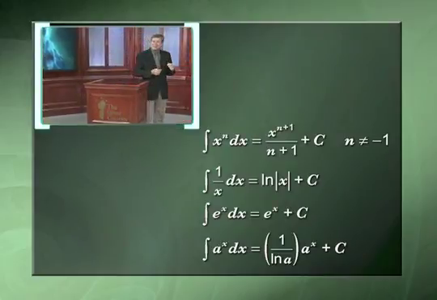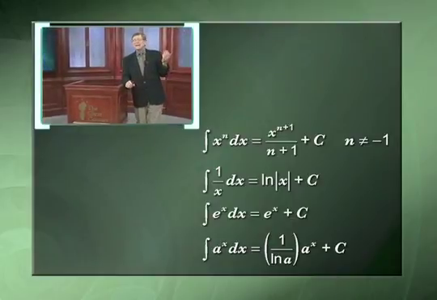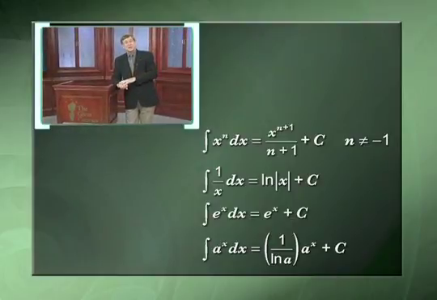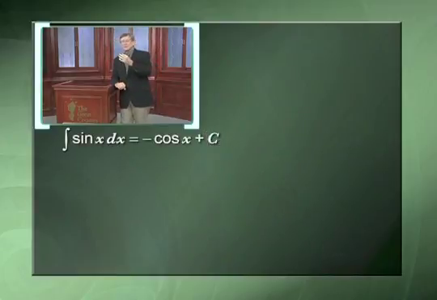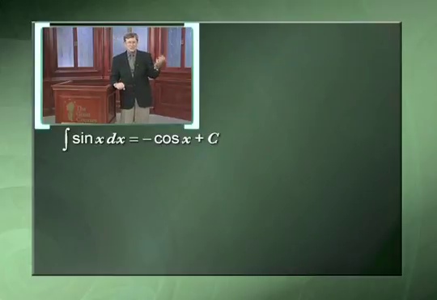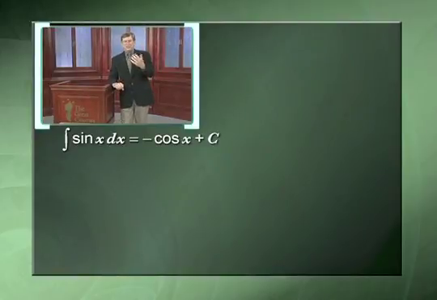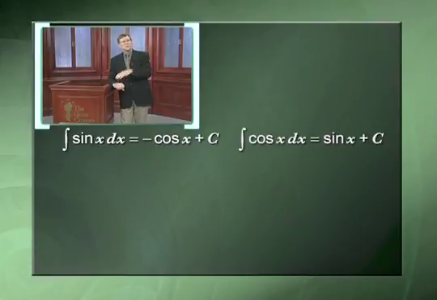Good. Then we developed the antiderivatives of the trigonometric functions. Let's step through those again. The integral of sine is, of course, minus the cosine plus a constant. Why? Because the derivative of cosine is minus the sine, so we have that unfortunate minus sign situation here. The antiderivative of cosine, of course, is sine x plus a constant.